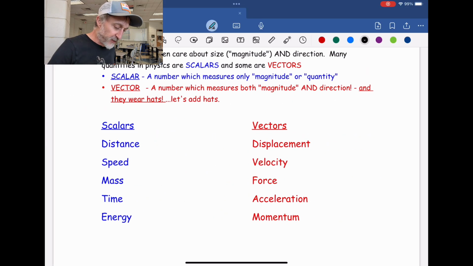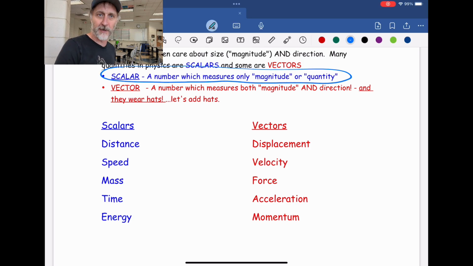All right, so in physics, we often care about the size, what we call the magnitude of a quantity, and the direction. Up until this point, most of the quantities you've dealt with in your life have been what are called scalars. A scalar is a number that measures only magnitude or quantity. You're just counting, right? So what are some examples of scalars? Well, the distance that you travel: it's 300 miles to Chicago. What's your speed? 60 miles per hour. So these are scalars. Just how many miles did you go per hour?